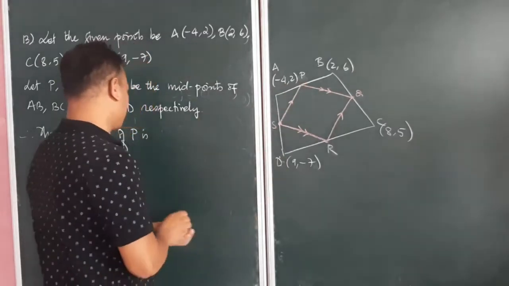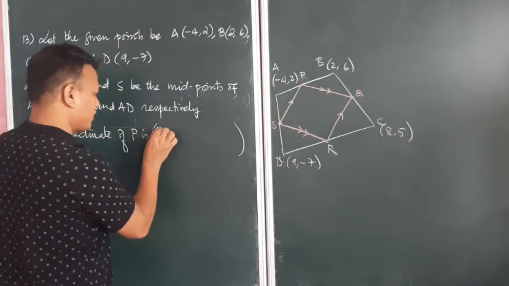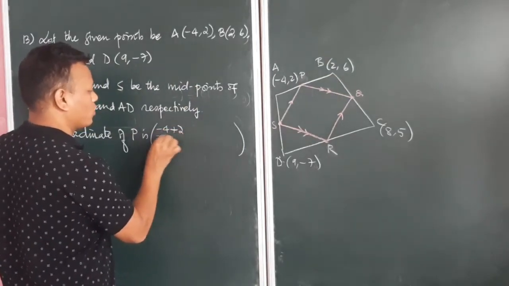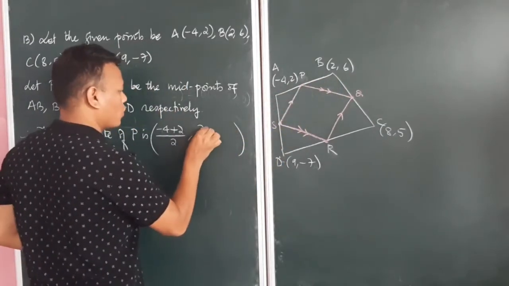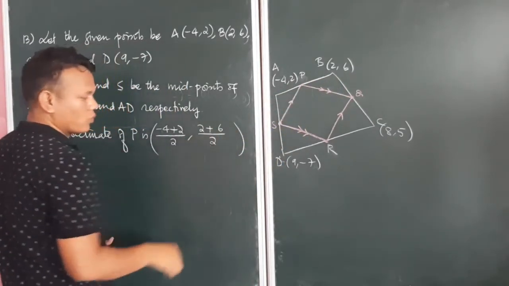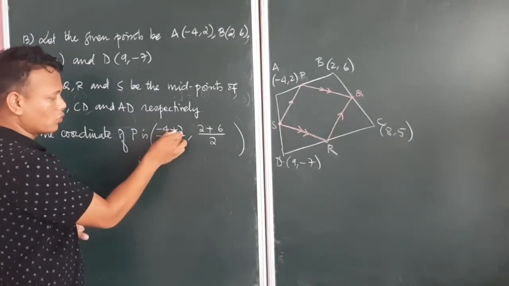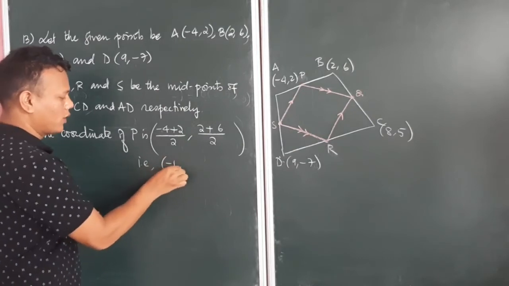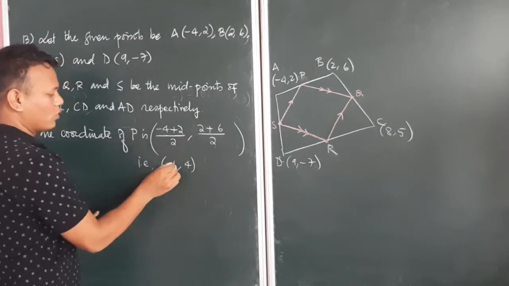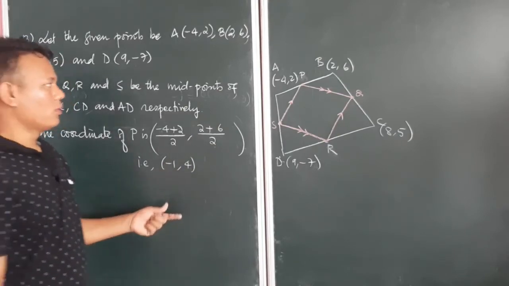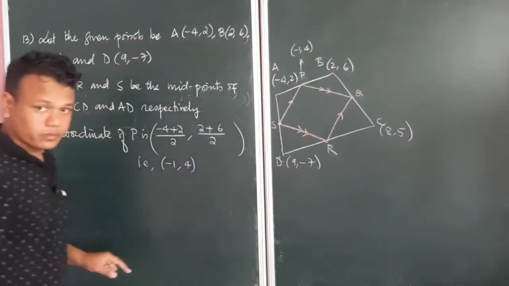So the midpoint formula says x1 plus x2 whole divided by 2, that is minus 4 plus 2 whole divided by 2, and y1 plus y2 whole divided by 2. How much is this? Minus 4 plus 2 is minus 2, so minus 2 divided by 2 is minus 1, comma, 2 plus 6 is 8, so 8 by 2 is 4. So the coordinate of P is minus 1 comma 4.